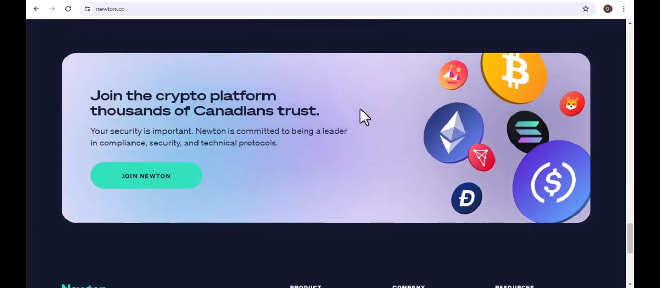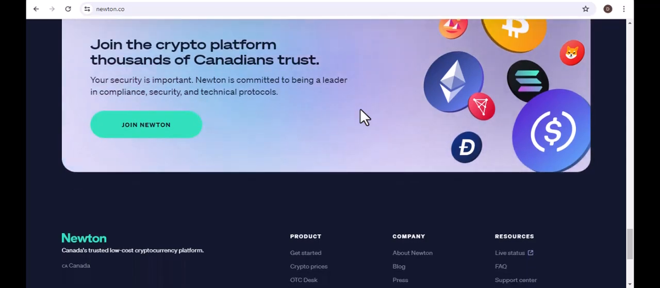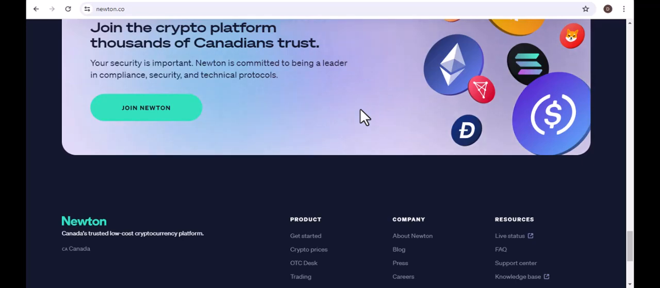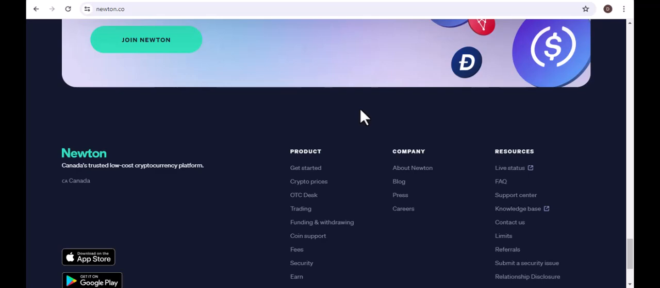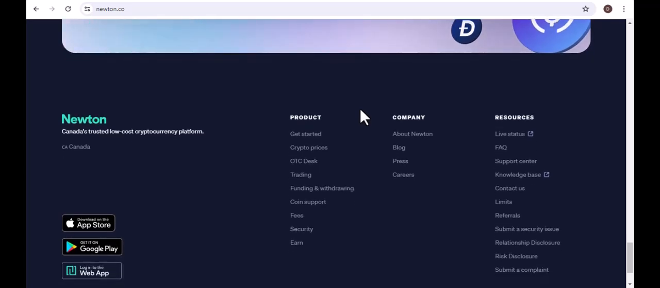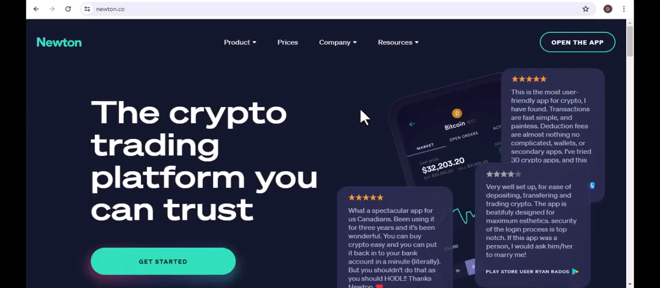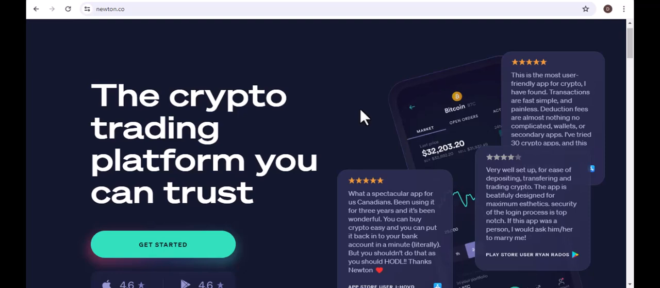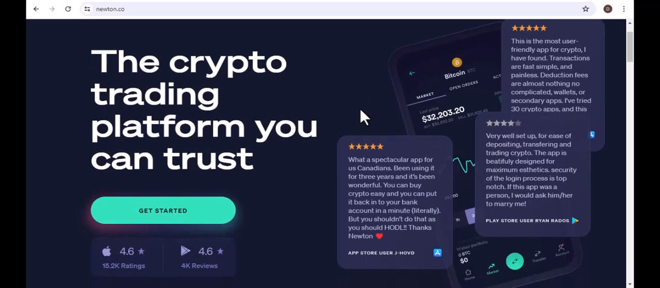Platform complexity. Implementing a robust and secure crypto-to-crypto trading engine requires significant technical infrastructure and security measures. Newton might be prioritizing other aspects of their platform development or taking a phased approach to introducing more complex trading features. User focus. Newton's primary focus appears to be on providing a simple and accessible platform for Canadians to buy and sell major cryptocurrencies. Their target audience might be more comfortable with fiat-based transactions initially.